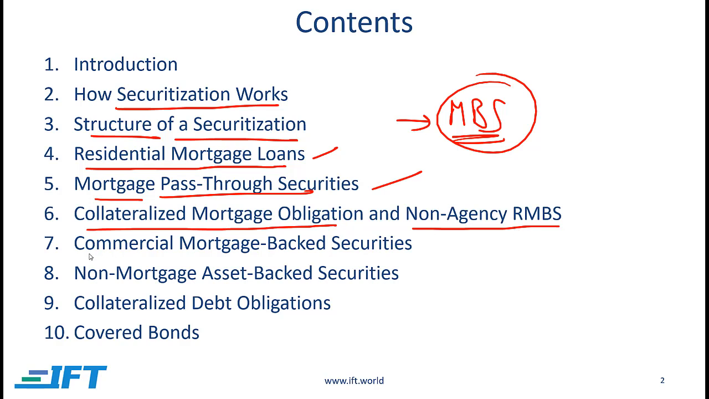In section 7, we'll discuss commercial mortgage-backed securities. These are mortgage-backed securities that are backed by commercial mortgages as opposed to residential mortgages. Then we'll discuss non-mortgage asset-backed securities. So, for example, securities that are based on auto loans or securities that are based on credit card payments. Then we'll discuss collateralized debt obligations. And finally, we'll talk about covered bonds.